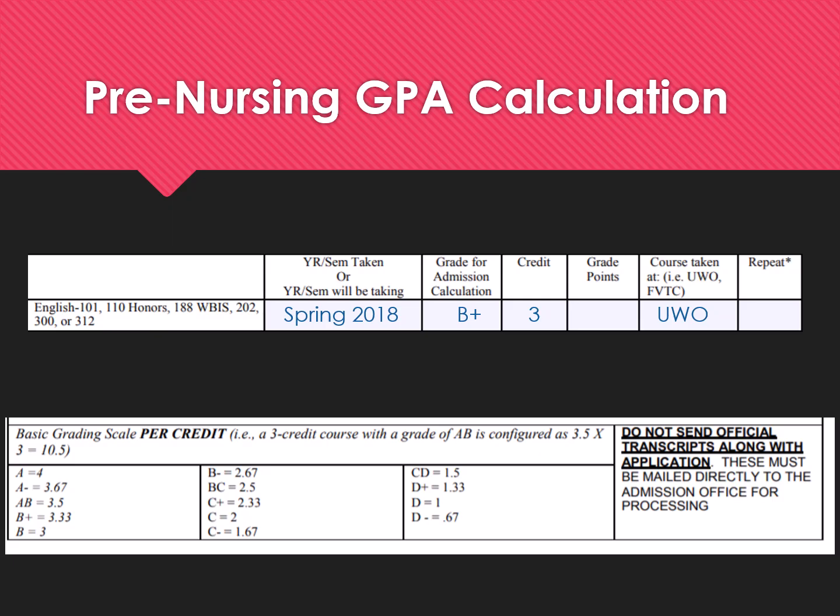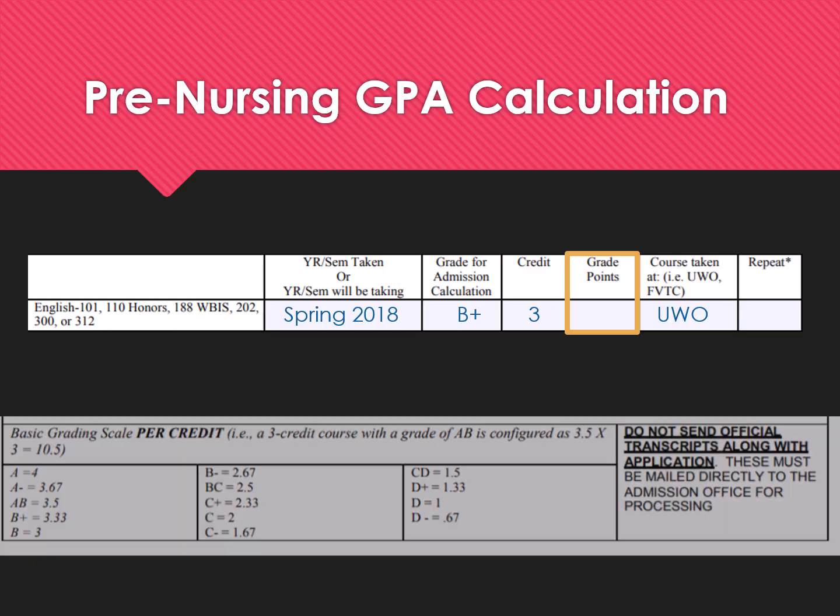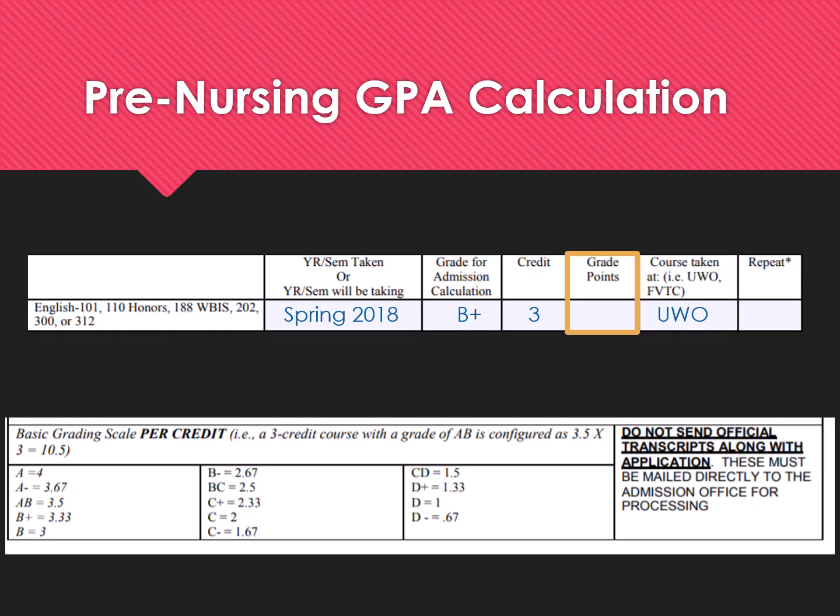Next, you'll need to do a little math to figure out what number to put in the grade points column. To figure out the grade points you earned for each course, you'll need to use the basic grading scale found at the bottom of the pre-nursing GPA calculation form. In this box, you can see that each letter grade has a number or grade points associated with it.